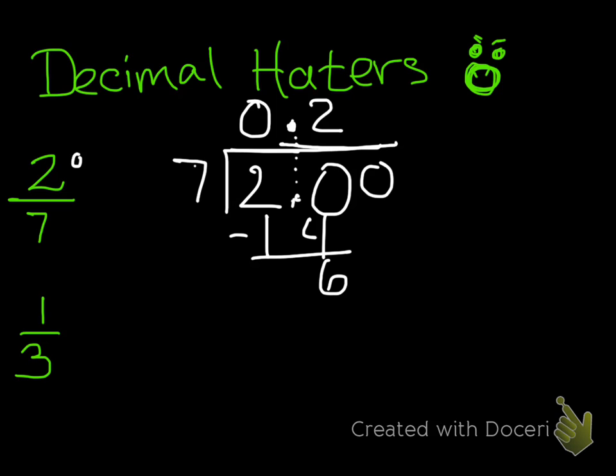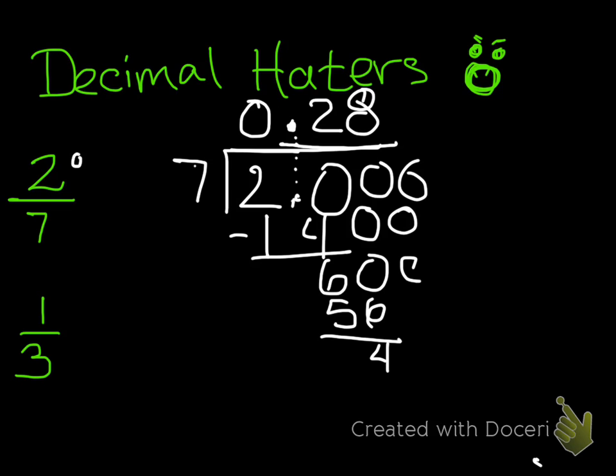I need another place value. That becomes 60. I can take 8 groups of 7 out of 60. And I have 4 left over. And I can take, let's see, 5 groups of 7 out of 40. And this can go on for a long time, right? But what we're going to do now is we're going to stop after the thousandths place. We'll stop right here. And what we're going to do is we're going to round it back.